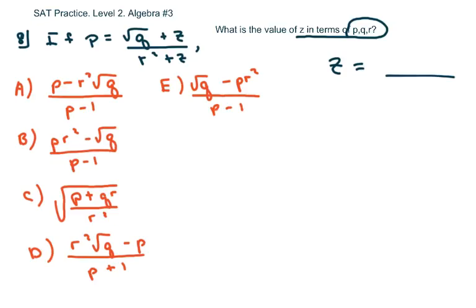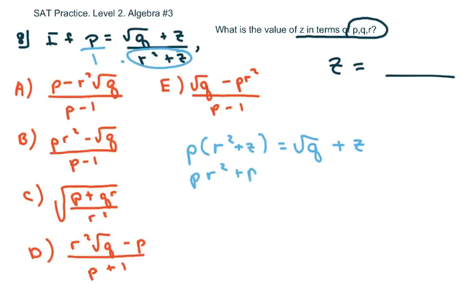Okay, so the first thing, I'm going to do the first part on this side. The first thing I want to do is cross multiply. So I'm going to cross multiply and I'm going to get P times R squared plus Z equals square root of Q plus Z. Now I'm going to go ahead and distribute the P here. So we have PR squared plus PZ equals square root of Q plus Z.